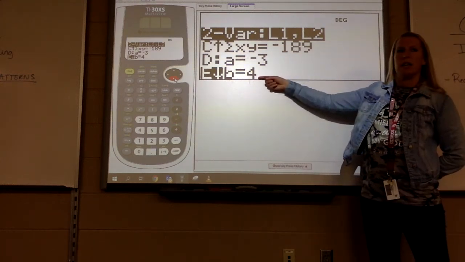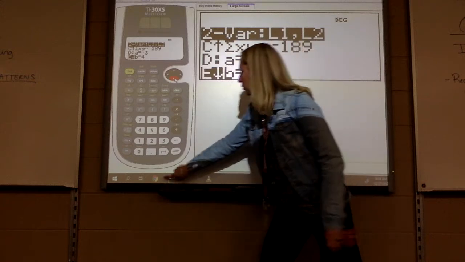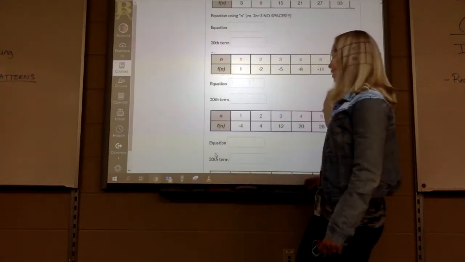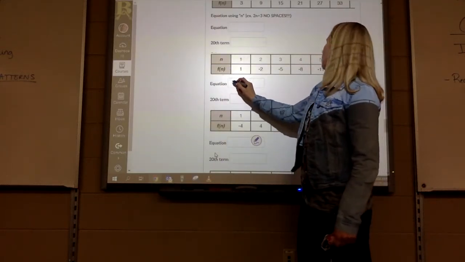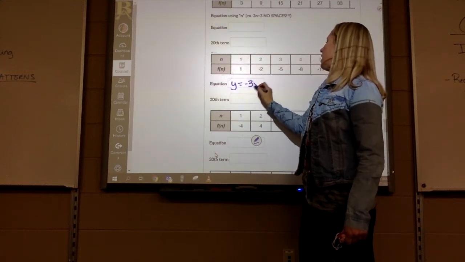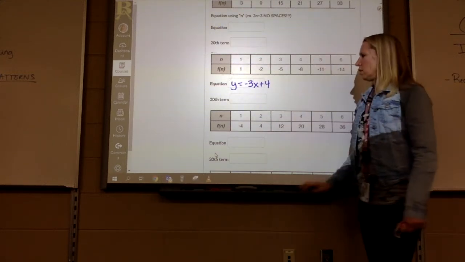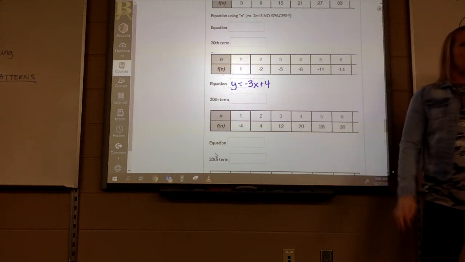So, what's our slope? -3, and then our y-intercept is 4. So I would do y equals -3x plus 4. Or n. You can do n or x. I have it either way.